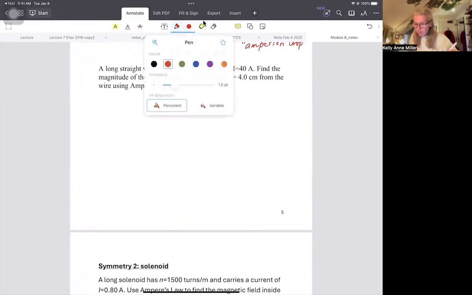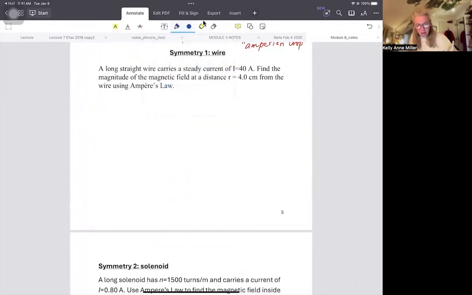Okay, so let's draw the wire. Say I have a long straight wire. And when this is long, this is sort of code for you can use the wire symmetry. It's almost like it's infinitely long. It gives you a clue that you can use the symmetry in this way.